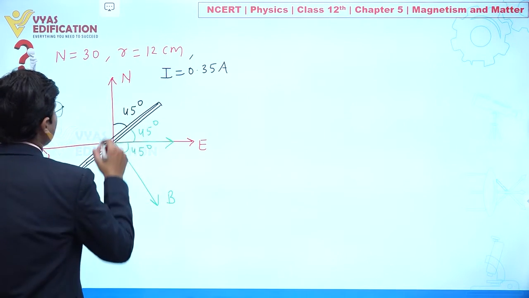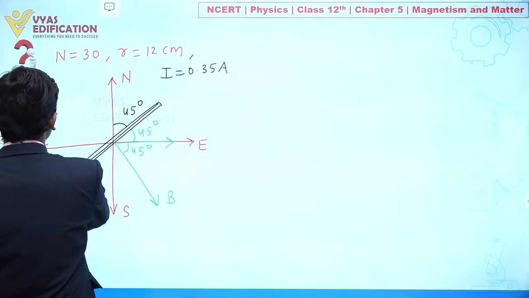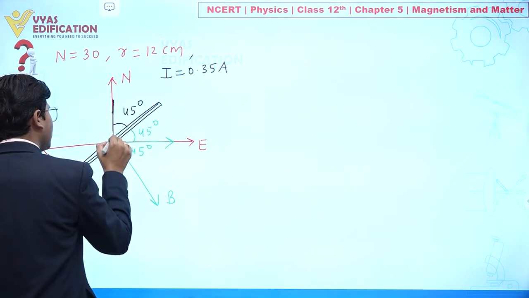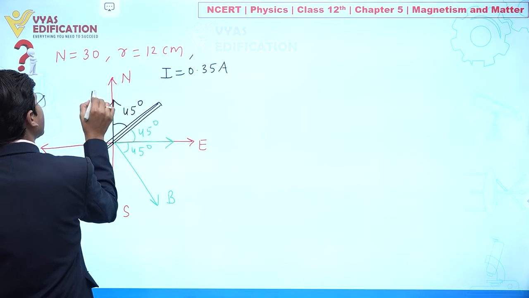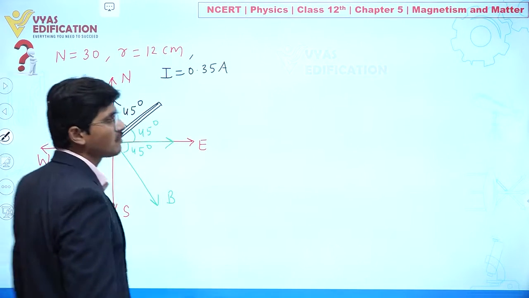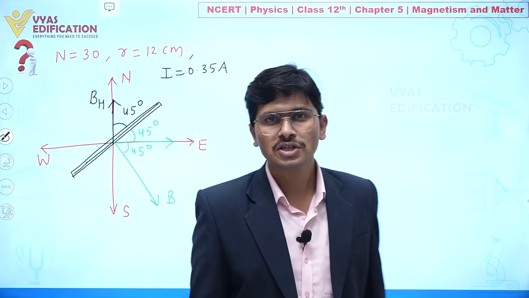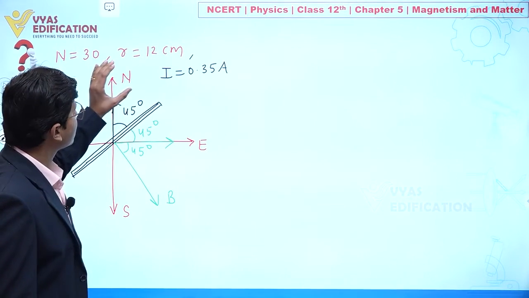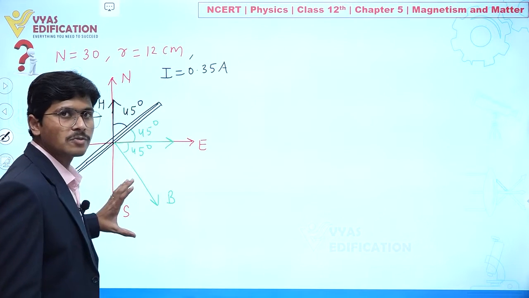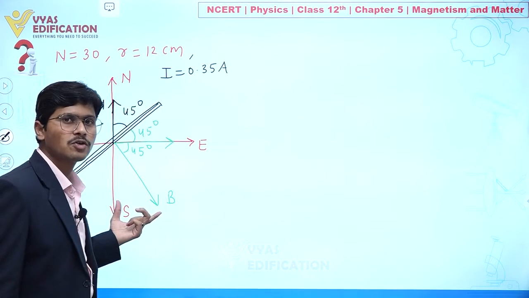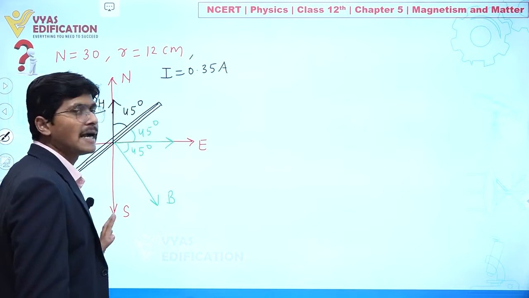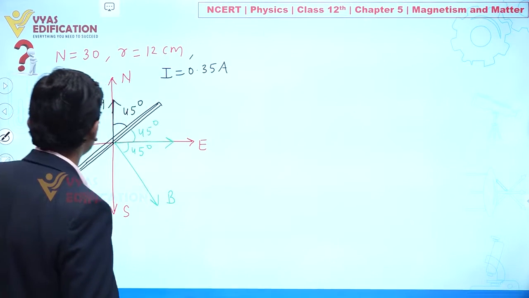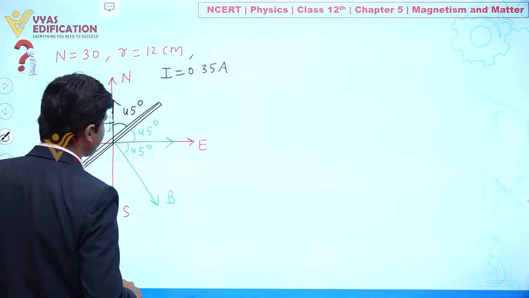Now if I am talking about this side, I can say here we have one component of earth's magnetism, that is the horizontal component. Why? Because the magnetic declination is zero. So we can assume if this is geographical north and geographical south, I can say here we have magnetic north, this one is magnetic south, and the direction of the earth's magnetic field is from north to south, clear? So I can say this is the direction of BH, clear?